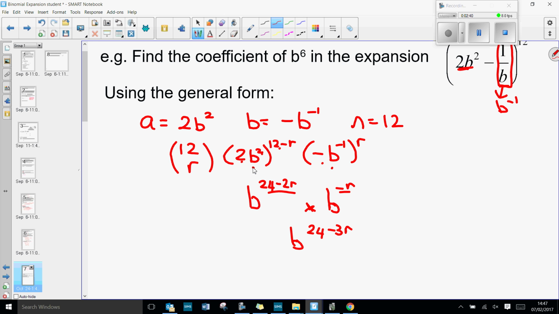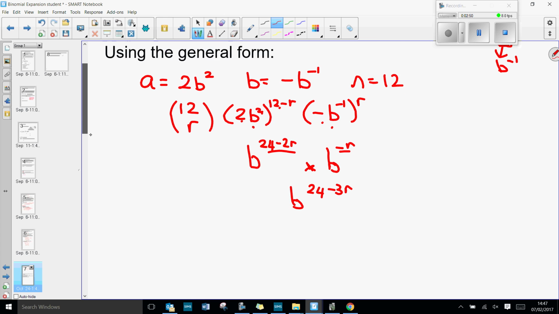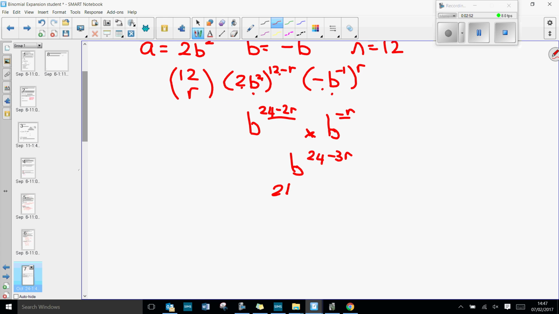Now, this is where we double check to see which term we're interested in. We're interested in when B has a power of 6. So what that means is that 24 minus 3R has to equal 6. We're then going to rearrange that. So 24 take away 6 equals 3R. 18 is 3R. R is 6.